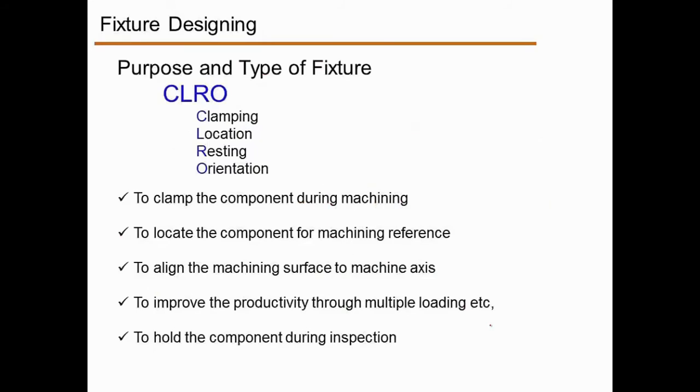As I said, the basic principle in fixture design is CLRO. Why we put CLRO is that CLRI is a famous institute, so to easily remember, we put it. Any fixture design should do all this, but it is not a priority order. The first priority is location, then orientation, resting is the third, and this is not mandatory, and clamping is the last one. What is very important is you should know how to locate the component and how to orient the component.